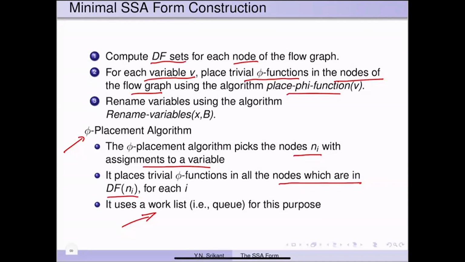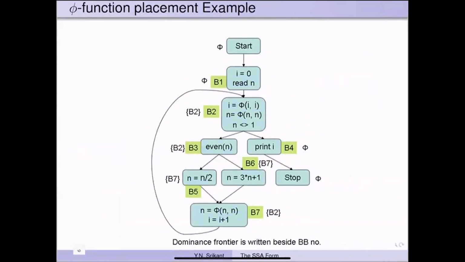Then I will show you an example of this now. So the dominance frontier is written beside the basic block number. For example, the dominance frontier of B1 is 5, for B2 is B2, for B3 it is B2, for B4 it is 5, for B5 it is B7, here also it is B7, and for B7 it is B2. We have computed it and kept.